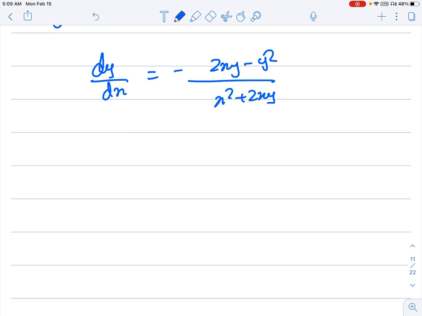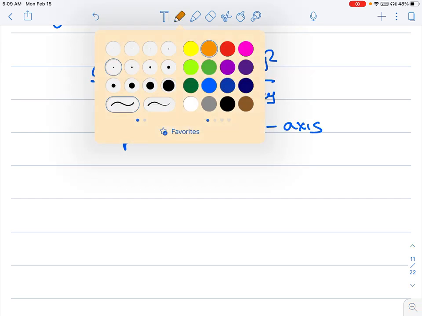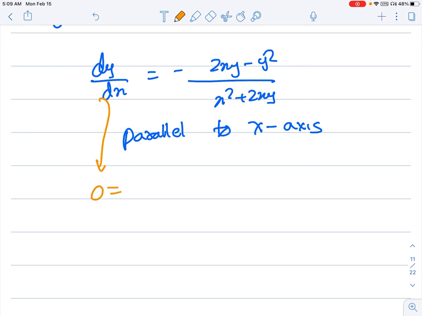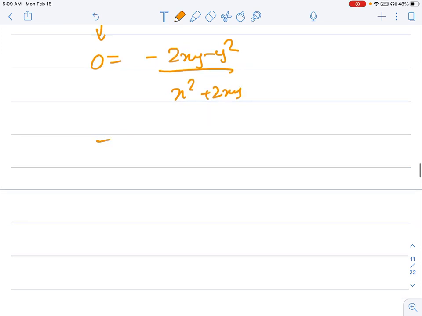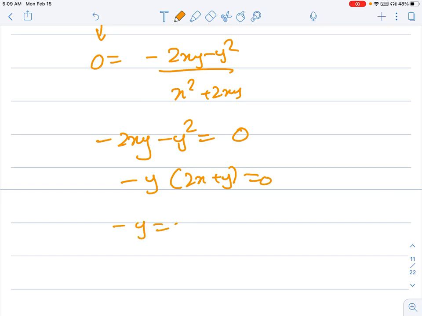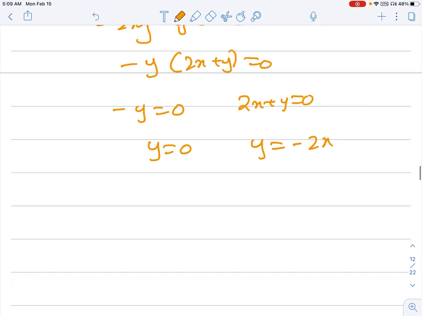Tangent is parallel to x-axis. Parallel to x-axis means the slope should be equal to 0. The derivative should be equal to 0. So equate it out. Minus 2xy minus y squared by x squared plus 2xy. Then do the cross multiplication. Minus 2xy minus y squared is equal to 0. Minus y common. So minus y times (2x plus y) is equal to 0. Minus y is equal to 0, or 2x plus y is equal to 0. So y is equal to 0, or y is equal to negative 2x.